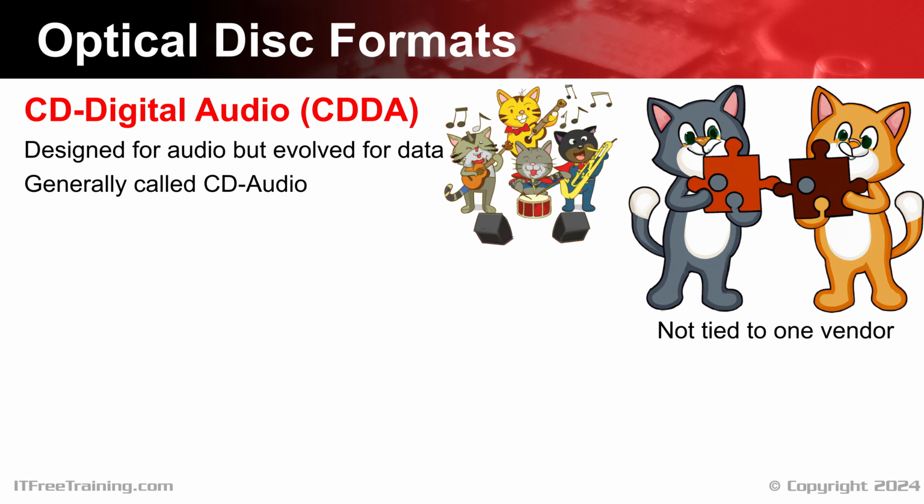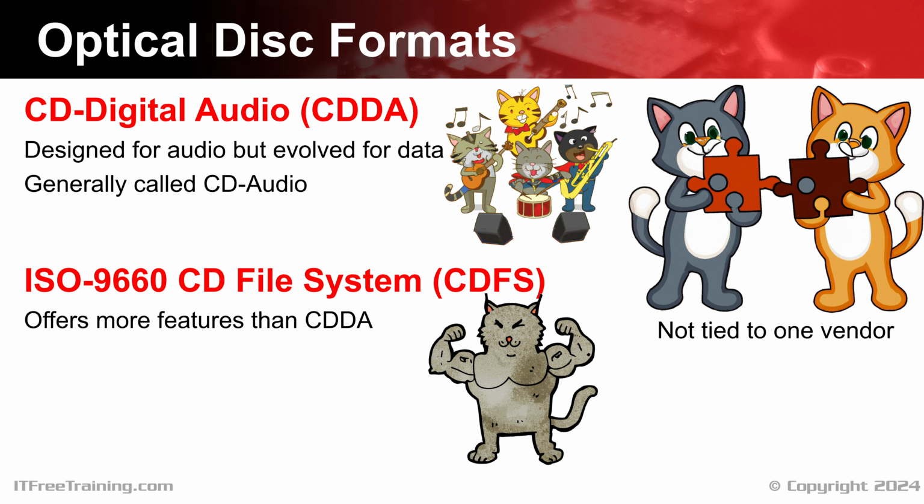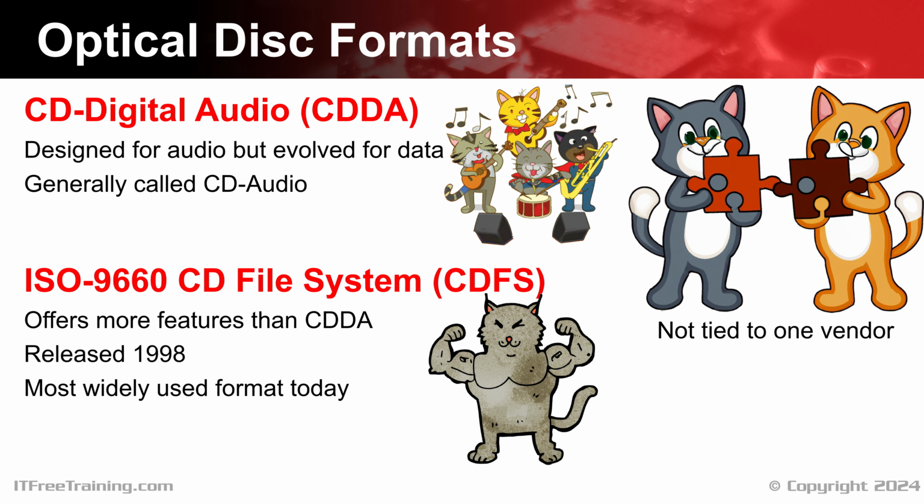To improve optical disc use with devices like PCs, ISO 9660 was developed. This had more features than CDDA and was designed more for storing data rather than songs. It was released in 1998 and nowadays is the most widely used format. Modern operating systems will choose the format for you, so you don't need to worry about it. There's one last feature that I want to look at.